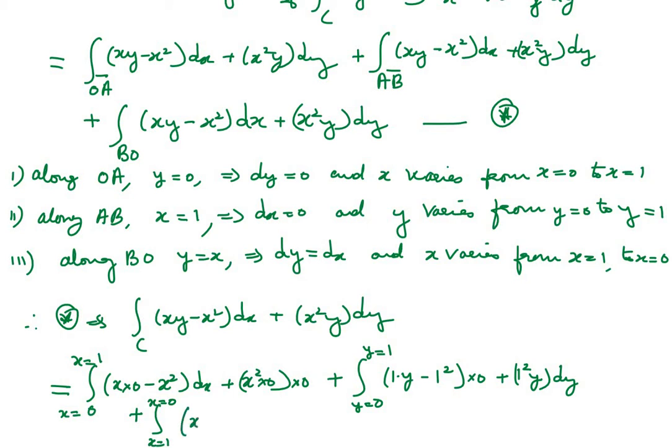Now it will be x. For y, you can replace it by x because along BO, y is equal to x. So it will become x into x minus x squared dx plus x squared y, but y can be replaced by x itself. Then what is dy again? Since y is equal to x, dy will be the same as dx. So let us simplify this one.